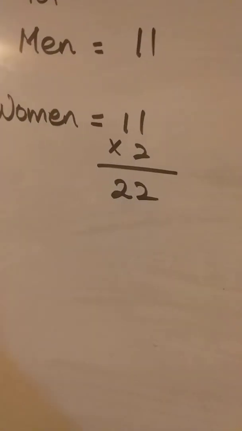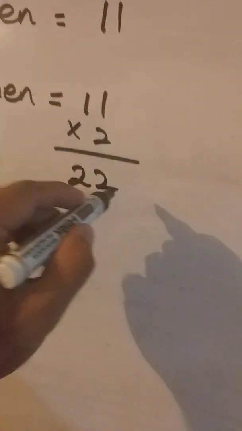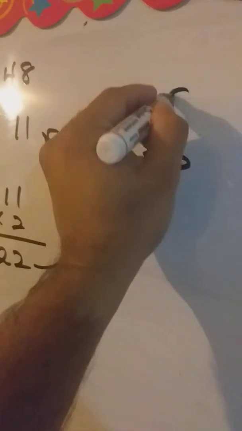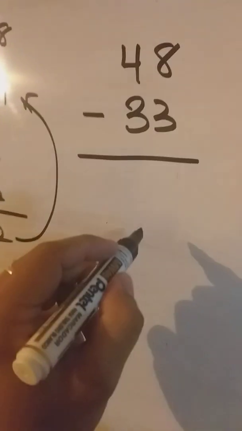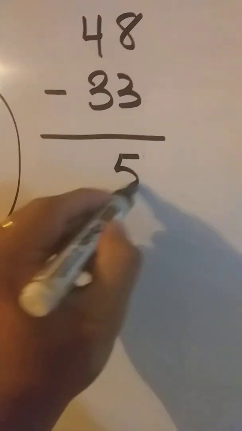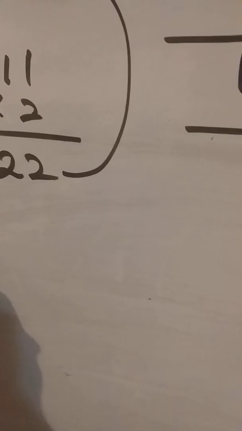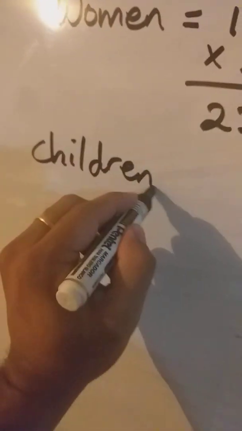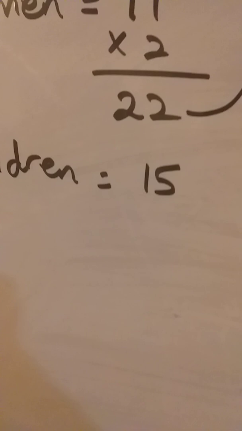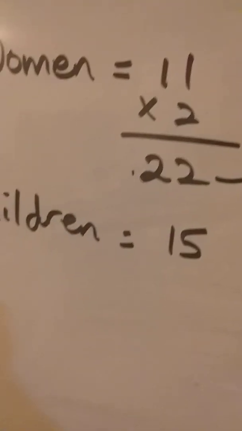So the remainder will be children. So what do we do? We add women and men. 22 and 11 is 33. And remember, we had 48 at the beginning here. So we take it away to find the remainder. 8 take away 3 is 5. 4 take away 3 is 1. So here we have children will be 15. And if you add back all 15, 22 women and 11 men, you'll get back the total of 48. Alright, let's go to the last question.